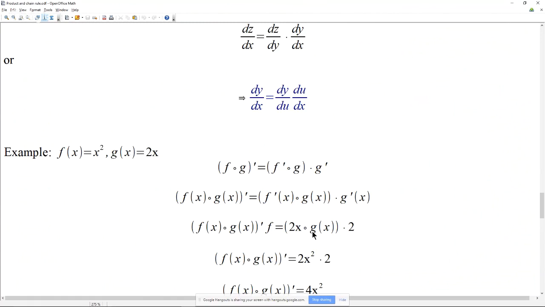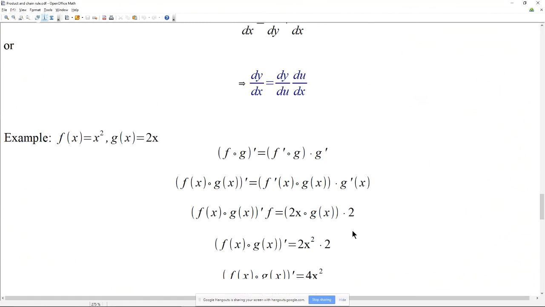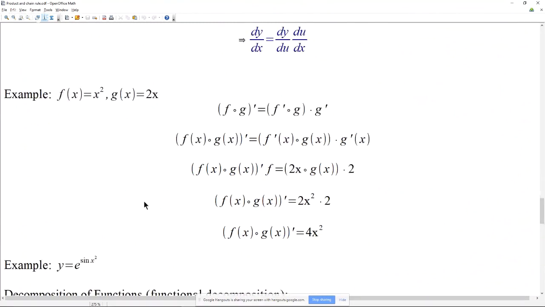So here we have 2 times the composite function of g of x, and g of x is 2x. So you take 2x, you stick it in here, what do you get? It's just 2 times 2x, which is 2x squared. And then you multiply it by 2, and you get 4x squared, which is exactly what you said at the beginning, right?